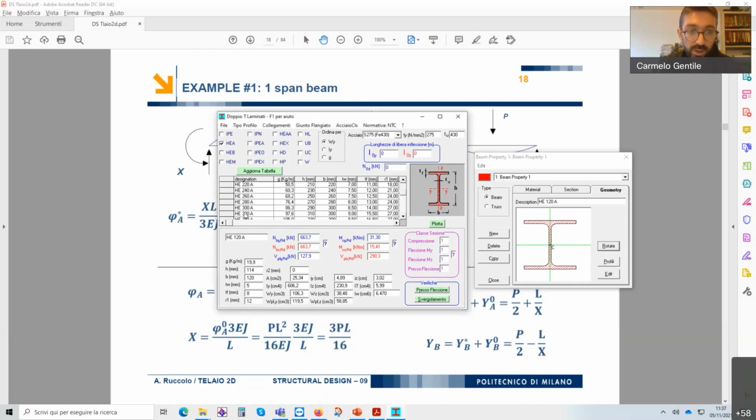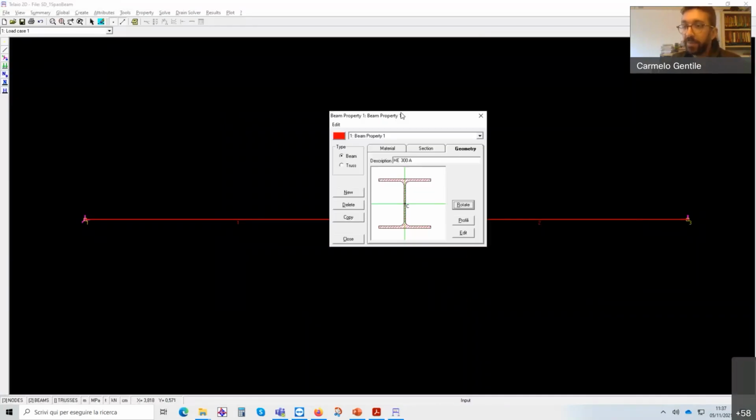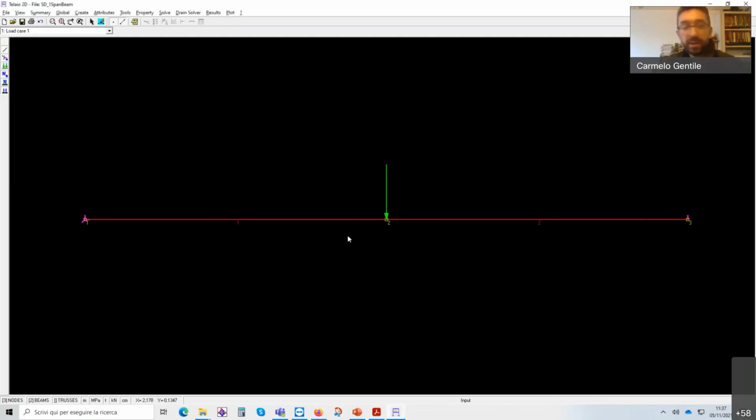So we said that we want to use the HE300A cross-section. So we select this one. Here we have all the information. We just plot it. And we can see that every time we select a new cross-section, here it is automatically updated. And if we go back to section, here we have the information on section area and inertia that are associated to this HEA 300. Here it is plotting the equivalent rectangle of that cross-section. Useless. Okay, close. Now we have really defined everything.